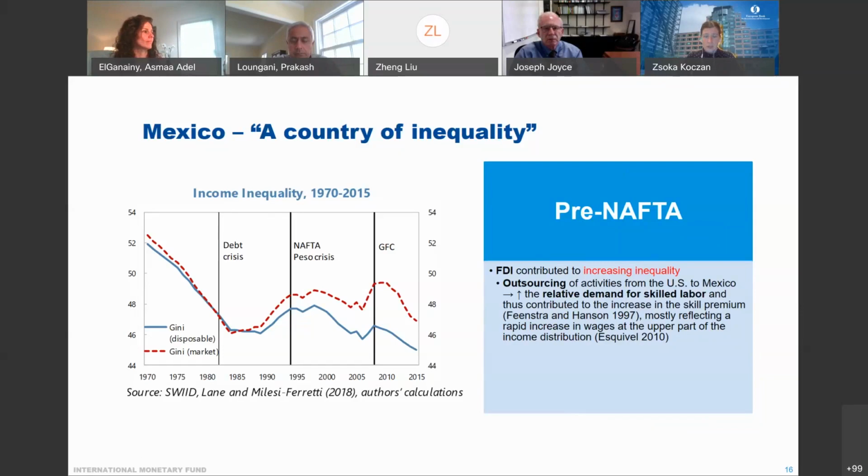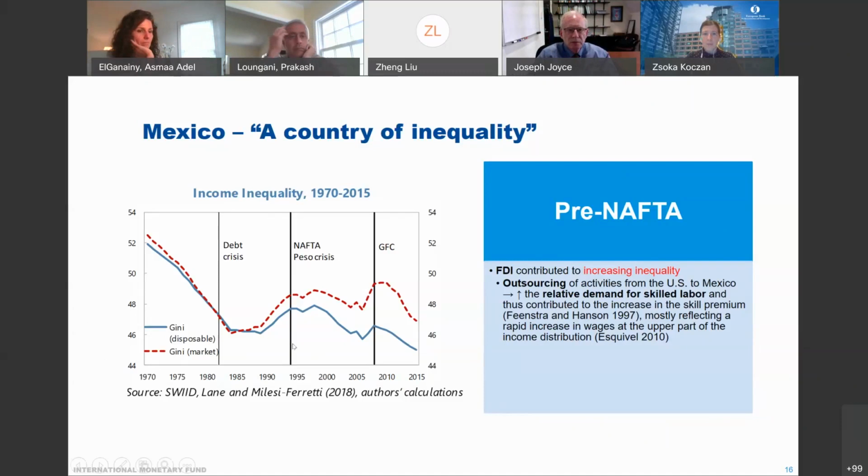Then, as Mexico regains access to international markets and FDI flows start to increase, this period in the 80s and early 90s is characterized by large FDI inflows, primarily due to the outsourcing of activities from the US. However, here, this is still increasing inequality because it increases the relative demand for skilled labor, increasing the skill premium, increasing wages at the top of the income distribution, and hence inequality. Again, this period ends with a crisis.